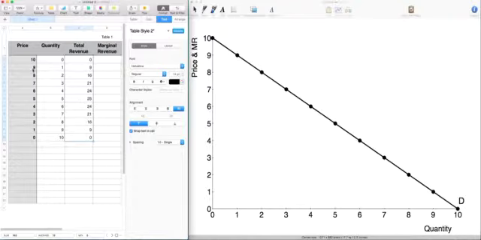At a price of 9, the quantity is equal to 1. 9 times 1 is equal to 9. At a price of 8, quantity is equal to 2. So 8 times 2 is equal to 16, and so on. We did that calculation all the way through for every price quantity combination in this demand schedule.